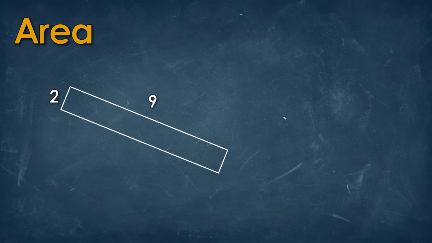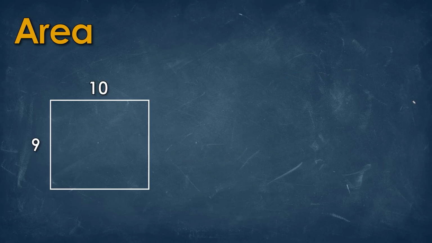Now let's try this one. This one is a 2 by 9. So if we multiply 2 times 9, that's going to equal 18. Now let's take a look at this right here. This is still a rectangle, right? Because 10 is not equal to 9, so they're not the same length on each side. So we still know that it's going to be 9 times 10, which is going to be equal to 90.